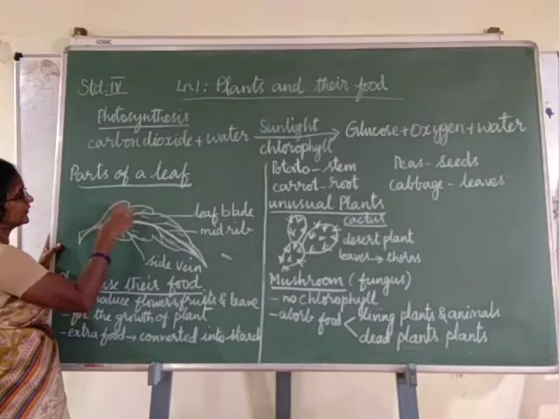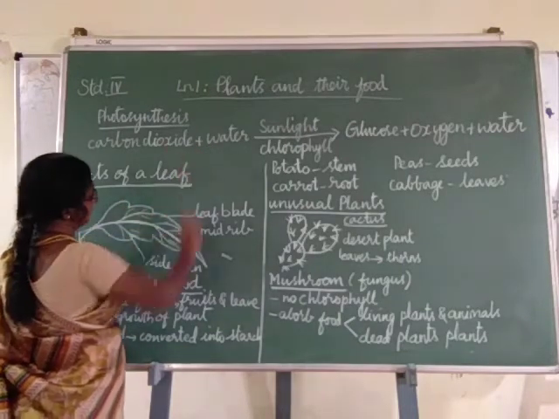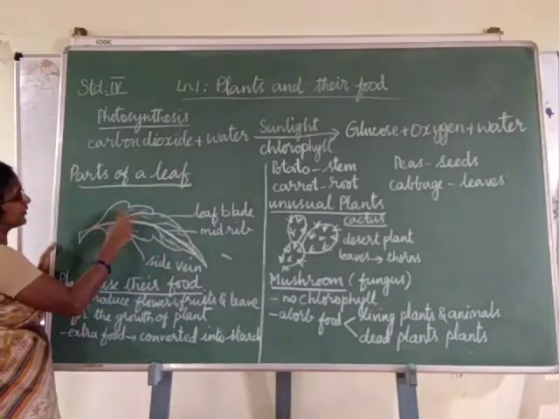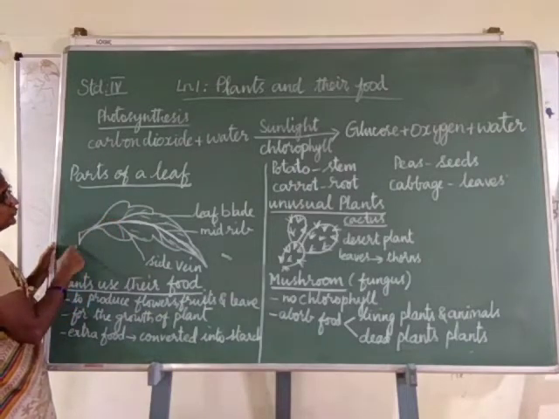First of all, for photosynthesis, water is needed. It absorbs water and minerals from the root.